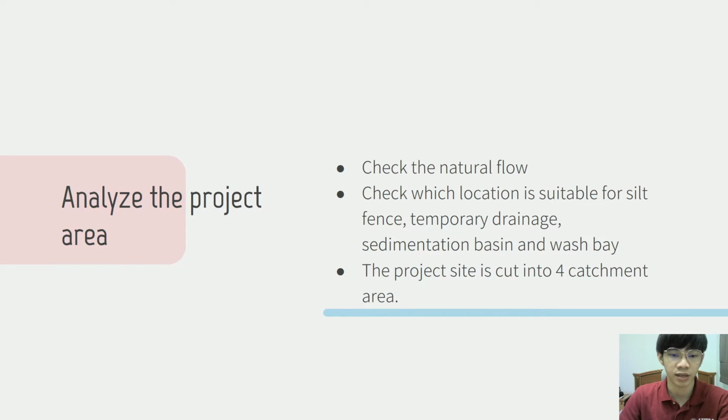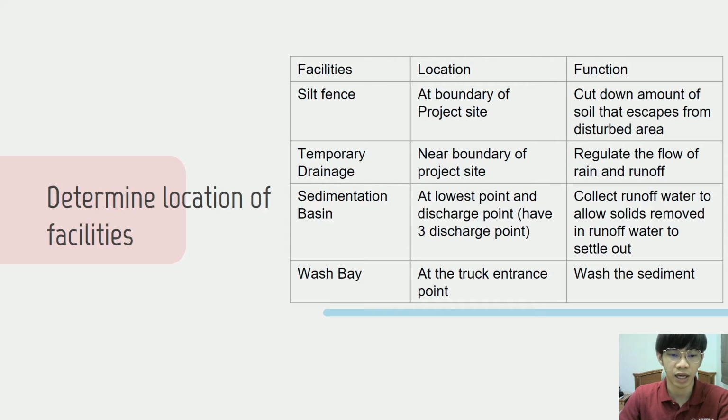In this phase, they will check the natural flow of runoff and check which location is suitable for silt fence, temporary drainage, sedimentation basin, and wash bay. The project is cut into 4 catchment areas for the calculation part. Next step is to determine the location of facilities.